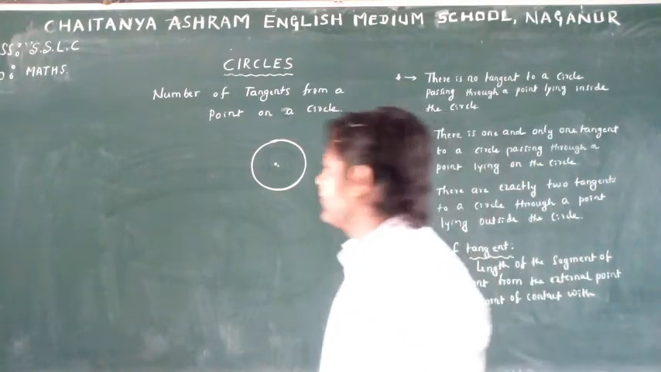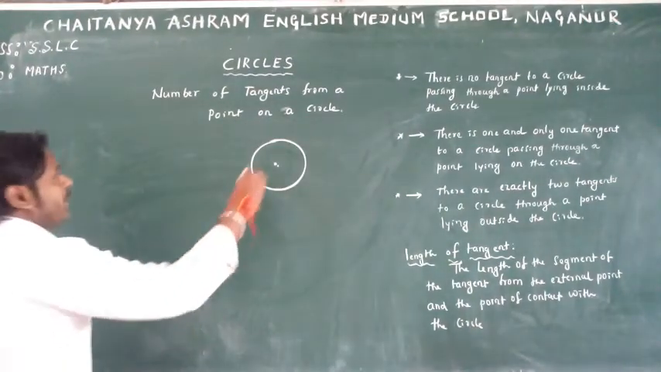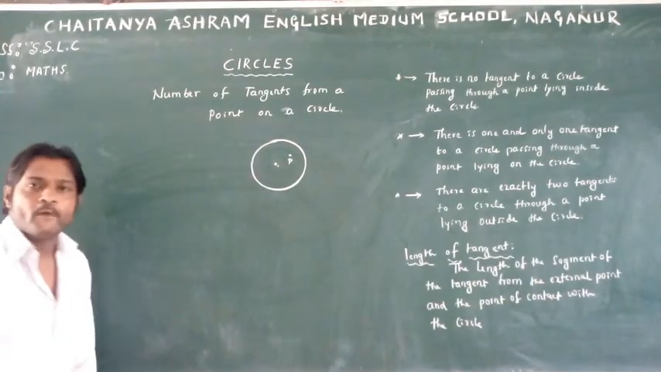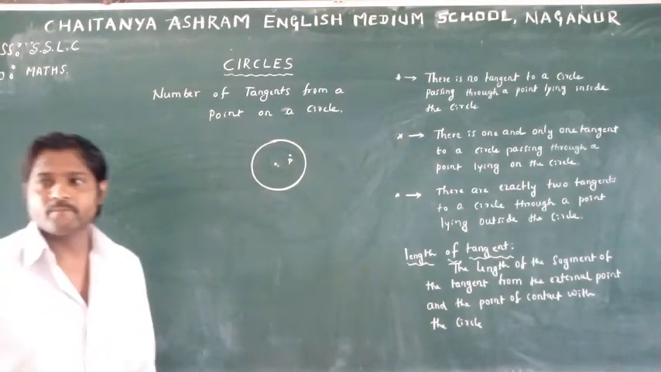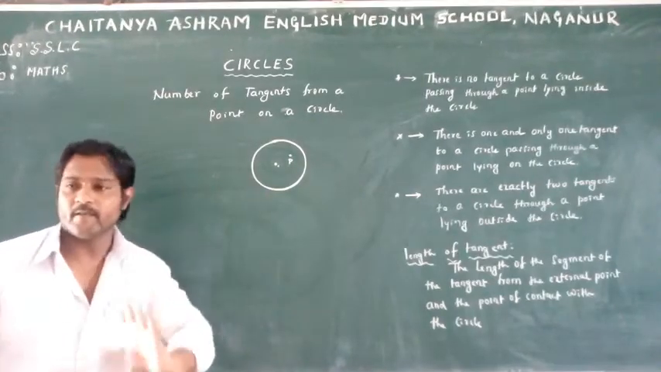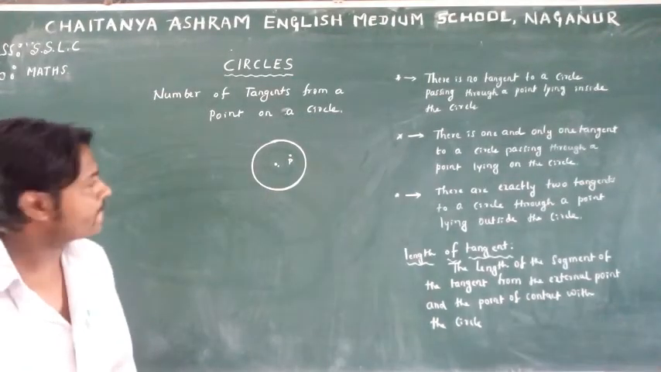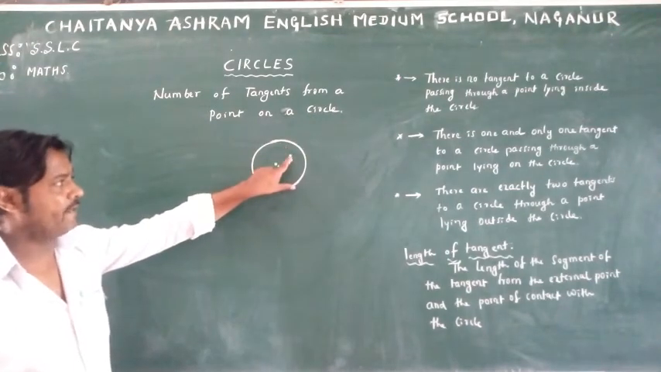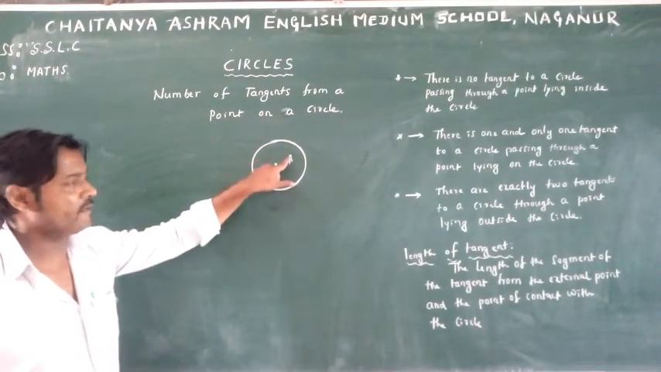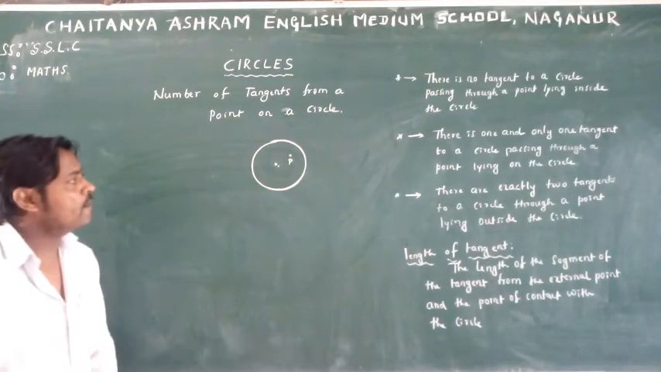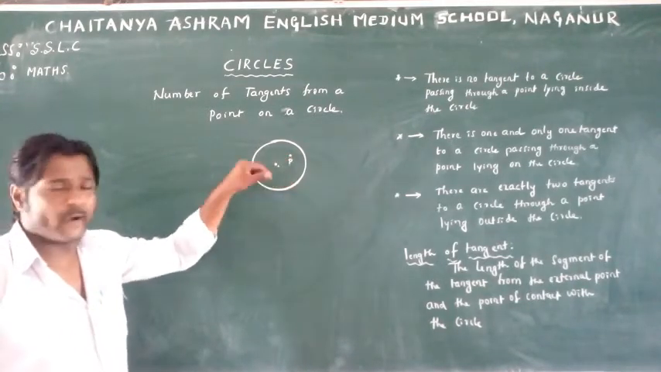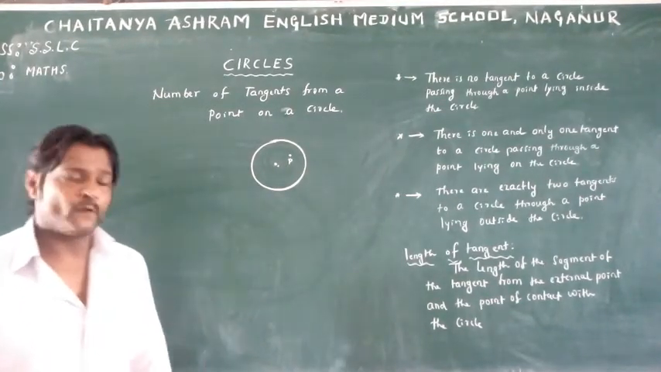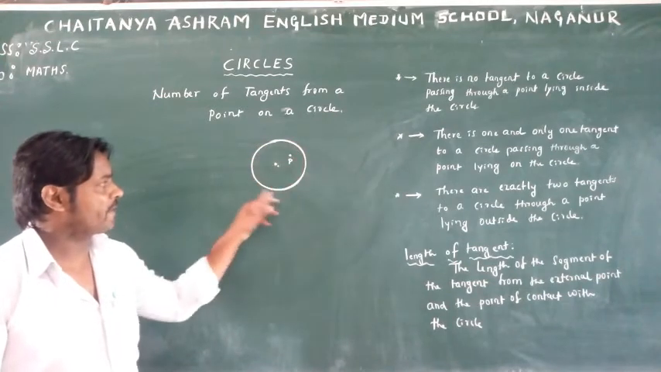For example, now I will take the point P. Here is the point P with respect to the circle. Obviously, the point P is inside the circle. Through this point, how many tangents can be drawn to this circle?